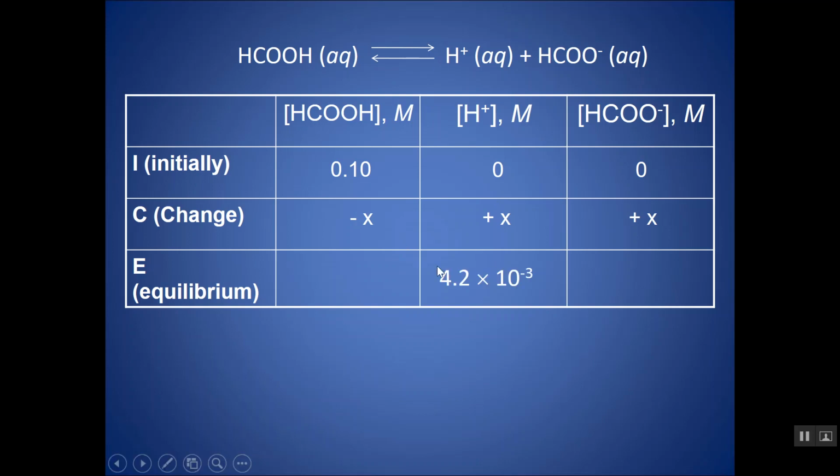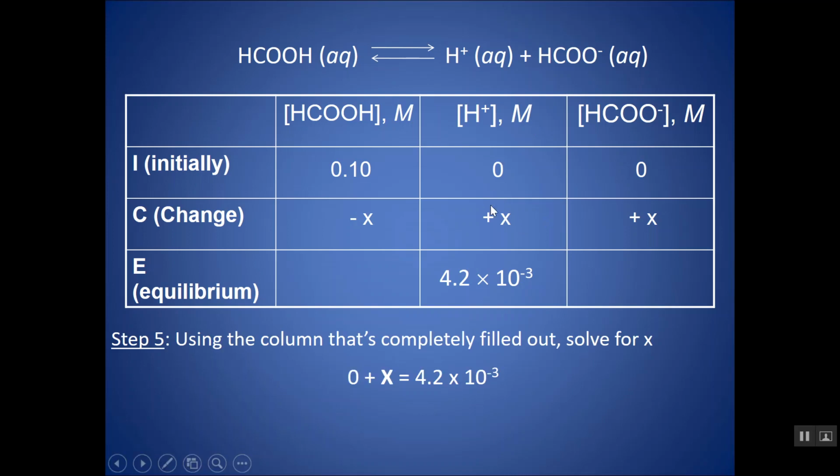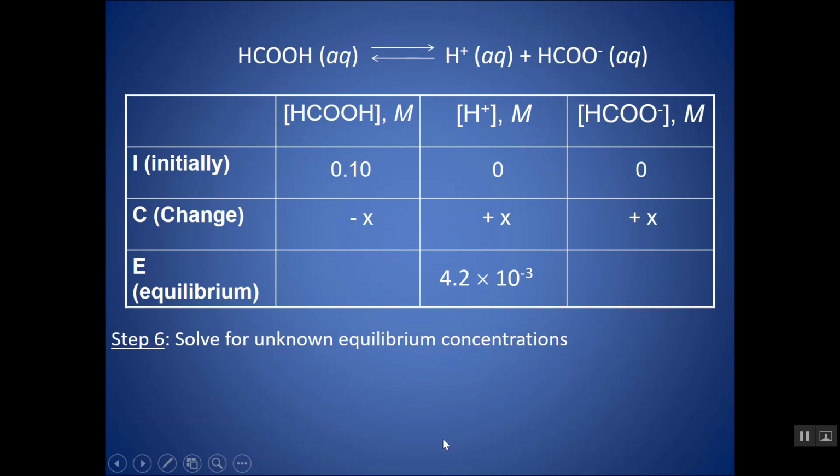And now I know my equilibrium concentration of H+. I got that from my pH. Yay, I have a column that is completely solved for. So if you have a column that is completely full, you just use that to solve for x. Okay, so I'm just reading this down as an equation. 0 plus x equals 4.2 times 10 to the negative 3. So now I can solve for my other equilibrium columns now that I know my x.